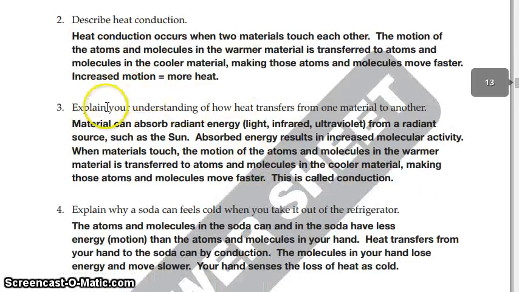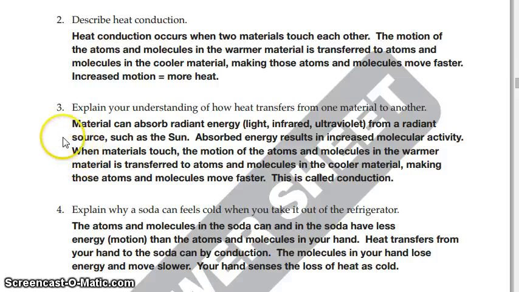The third question here, explain your understanding of how heat transfers from one material to another. Again, we've been talking about two types of heat transfer. So the first thing here is materials can absorb radiant energy or light, infrared, or ultraviolet rays of energy from a radiant source like the sun. And that's our best example of radiation or radiant energy is the sun. That energy gets absorbed. As it gets absorbed, we see an increase in molecular activity, more movement in the molecules.